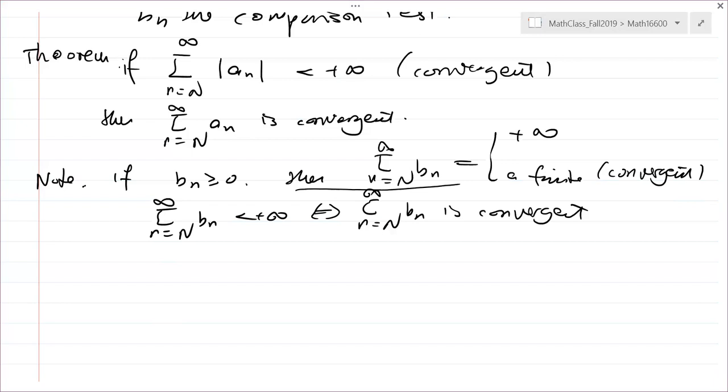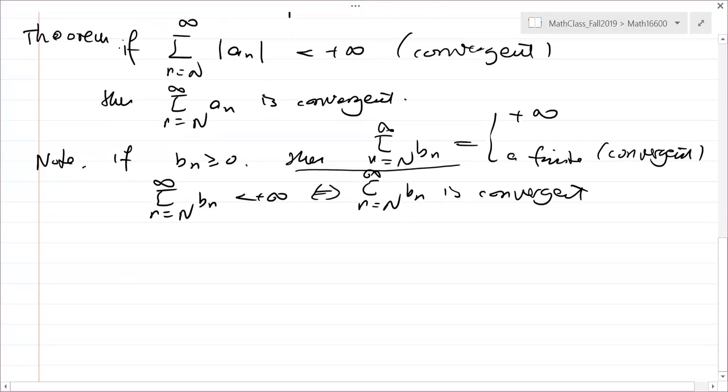All right, now why is that theorem true? If the absolute value of a_n is non-negative, why is this true? Well, you can do the following. It's the same idea we used there. So a_n, right?